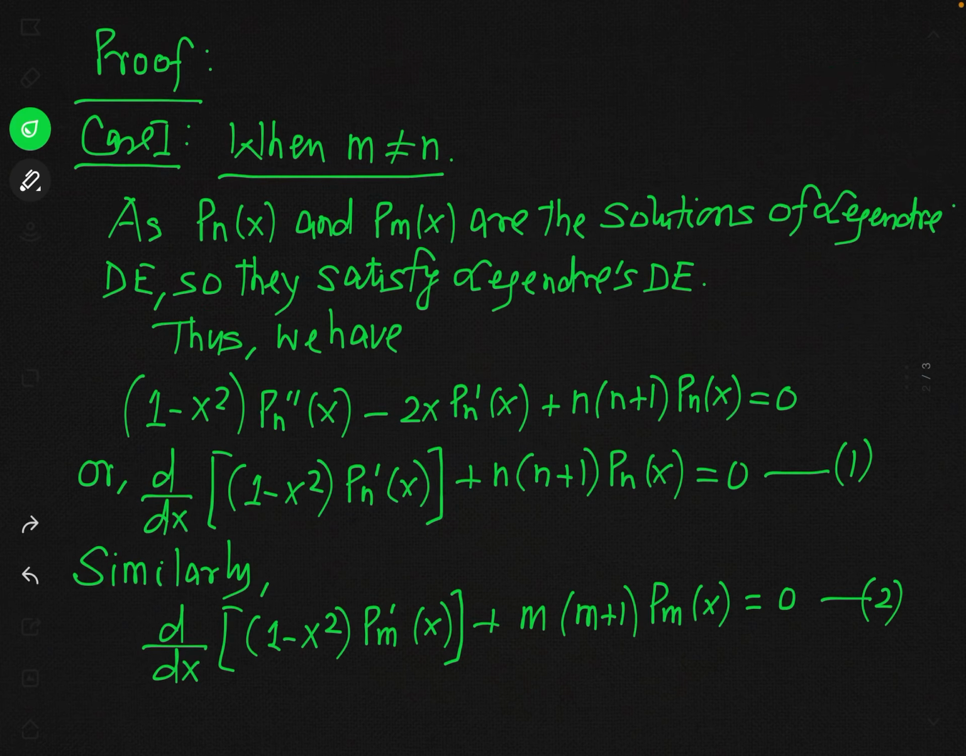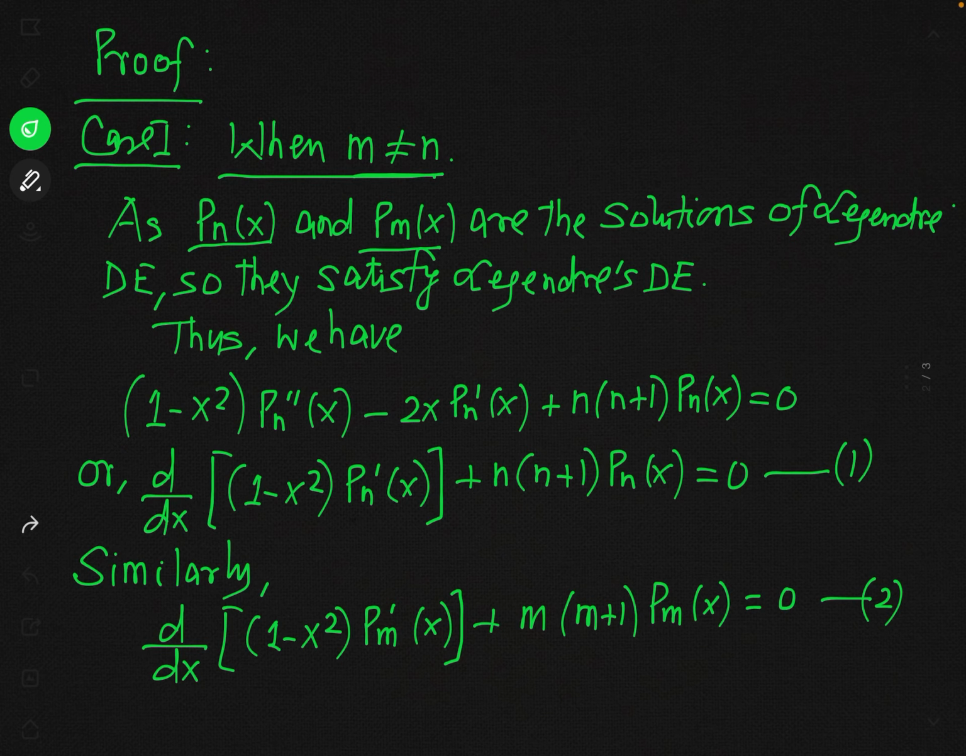To prove this orthogonality property, we consider two cases. In the first case we will discuss the value of that integral when m is not equal to n, and you have seen that when m is not equal to n, the integral is equal to 0. Now to prove this, as you know, Pn of x is the Legendre polynomial of degree n, and Pm of x is the Legendre polynomial of degree m.